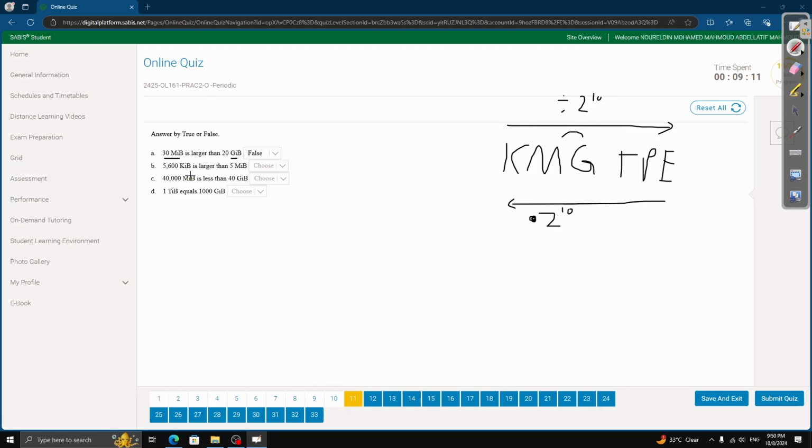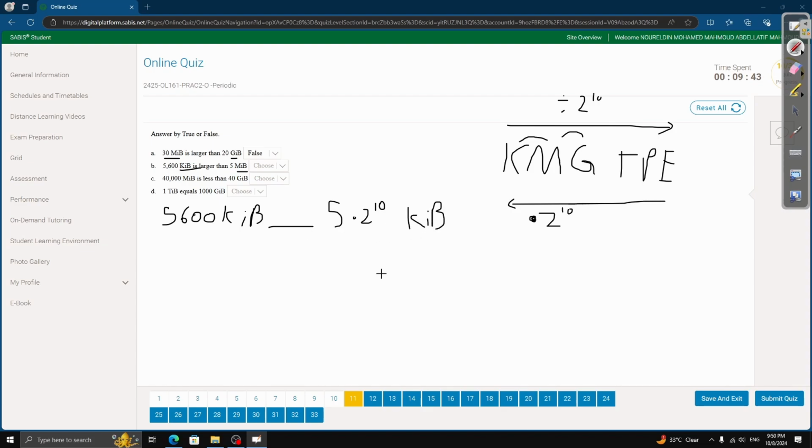This one you also want a similar unit. You'd want the exact unit. So if you want to move, let's say, mebibytes to kibibytes, multiply by 2 to the power of 10. So 5,600 kibibytes, line to represent larger than or less than, 5 times 2^10 kibibytes.